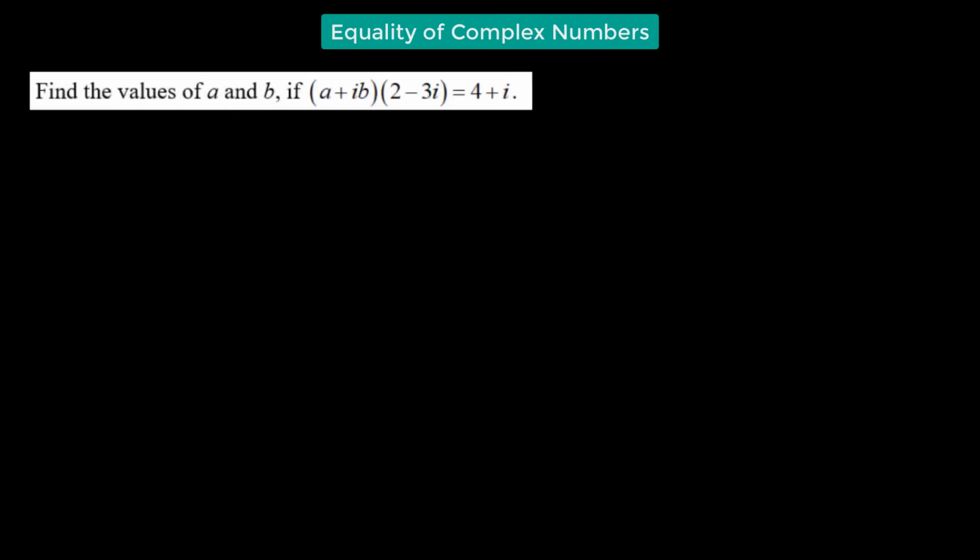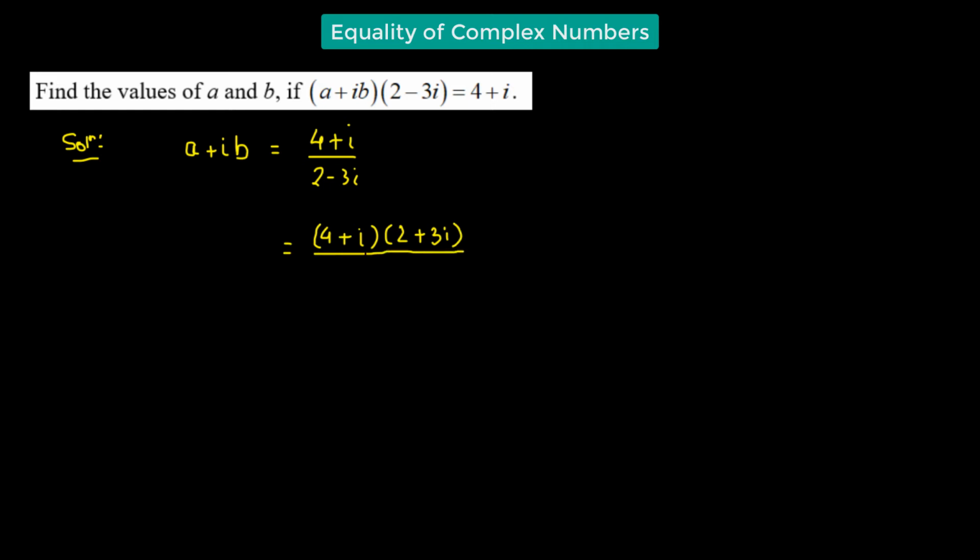It is given that the product of a plus ib and 2 minus 3i gives 4 plus i. So we have to find the value of a and b. So what we're going to do, we're going to divide both sides of the equation by 2 minus 3i. So that leaves us with a plus ib is equal to 4 plus i divided by 2 minus 3i. Now we are going to multiply the numerator, which is 4 plus i, by the complex conjugate of the denominator, which is 2 plus 3i.